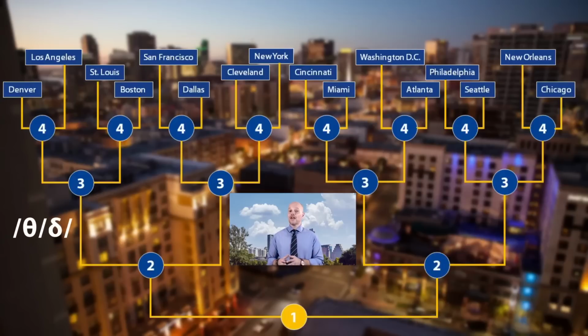If you hear the th sound, you have to turn to the left. And if you hear the t or the d sound, you have to turn to the right. After four words, we will arrive to a city. Your job is to correctly guess the name of the city where we have arrived, and write the city names in the comments. Let's do an example.